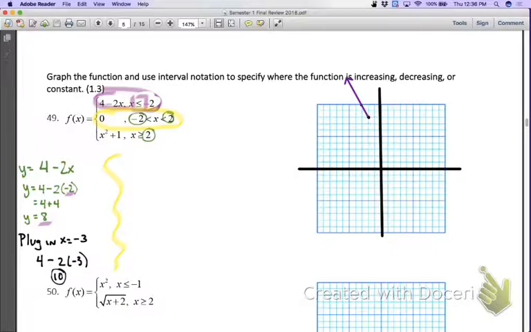What's my first x value? -2. What's my y value? 0. What's my other x value? 2. What's my same y value? 0. So that's going to be a straight line. So I'm going to go to -2, and I'm going to put an open circle here and an open circle there. I'm going to draw this in red. So I have an open circle at -2, 0, and I have an open circle at 2, 0.